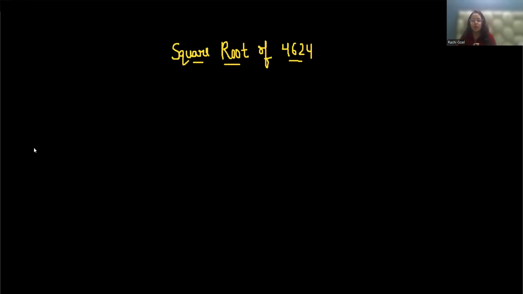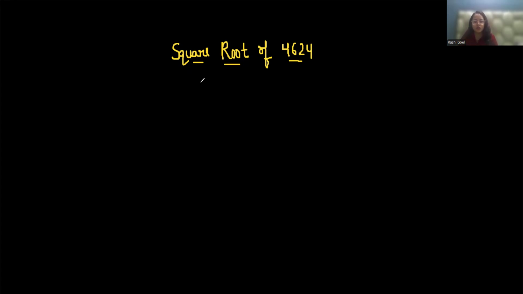What if I told you the square root of 4624 can be found in under 10 seconds without a calculator? So let's do it. First, understand what is square root. The square root of a number is the value that, when multiplied by itself, gives that number.